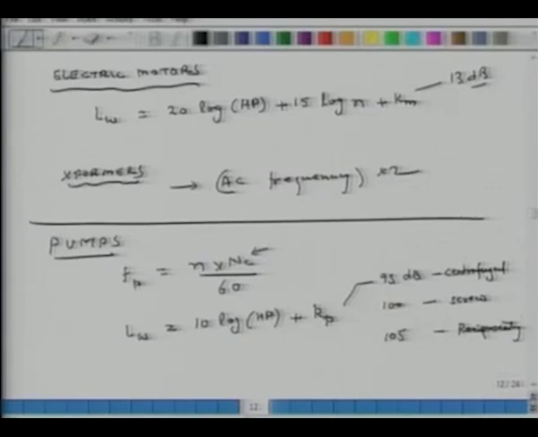So the point here is not to make you experts in pumps, or experts in electric motors, but if you see what types of noise emitting sources are there, you should be able to figure out after some exploration which type of signal or peak is attributed to what specific sources. That's all I'm trying to explain.